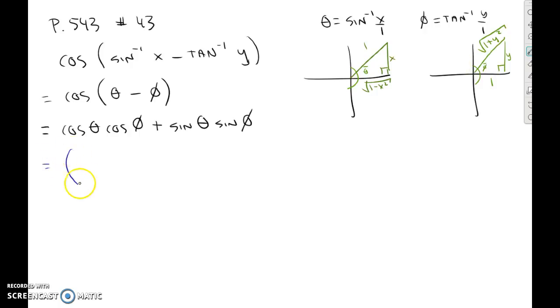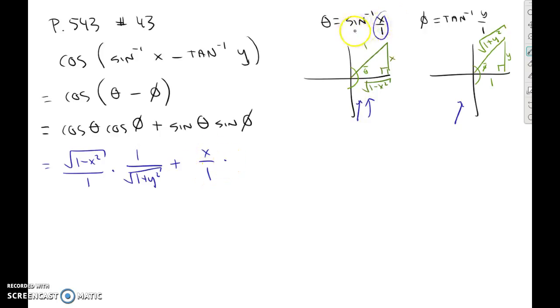All right, so here we go. So what is the cosine of theta? Cosine of theta, look at this triangle here. Cosine is square root of 1 minus x squared all over 1 times the cosine of this angle. That is 1 over square root of 1 plus y squared, plus the sine of this one is x over 1, which I could have actually got from here too. And the sine of phi is y over square root of 1 plus y squared.